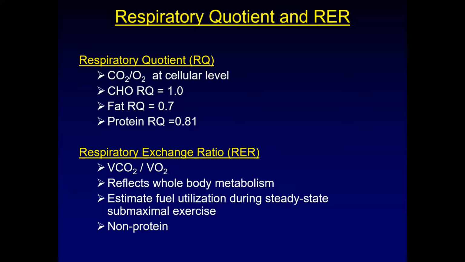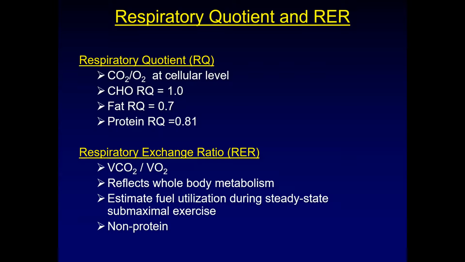If you have only fat, which is really never the case, I don't care what kind of crazy keto you're on, then it's about 0.7. Which means for every CO2 that you are making, you're using more O2 at the end, or you're basically making less CO2 for the amount of O2 that's being consumed. So fat is 0.7, carb is 1.